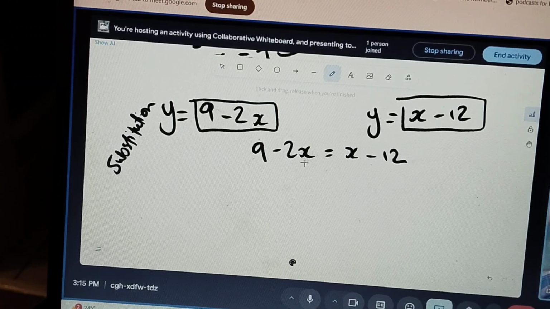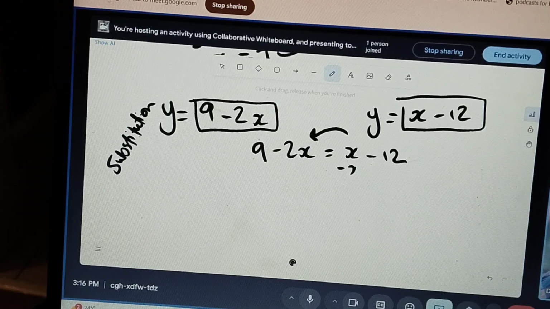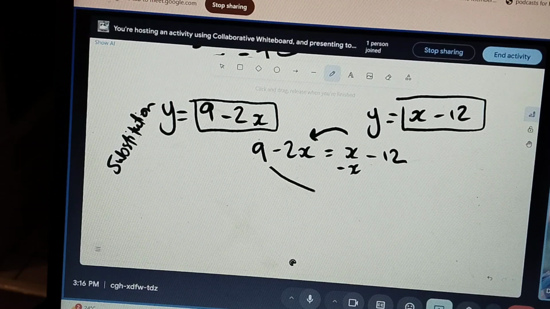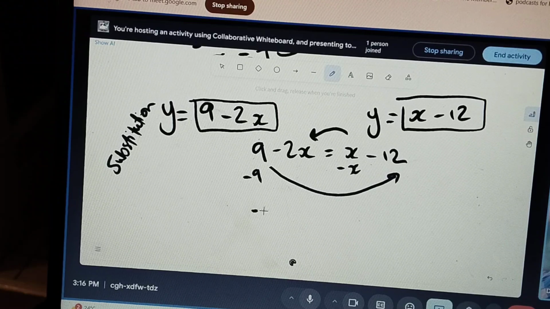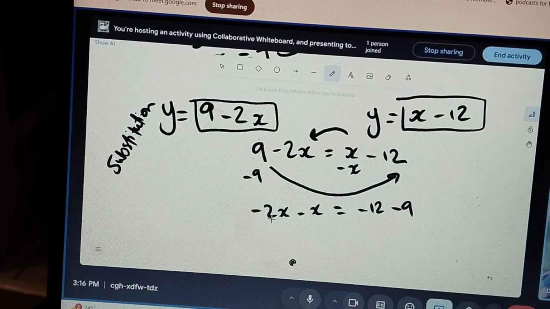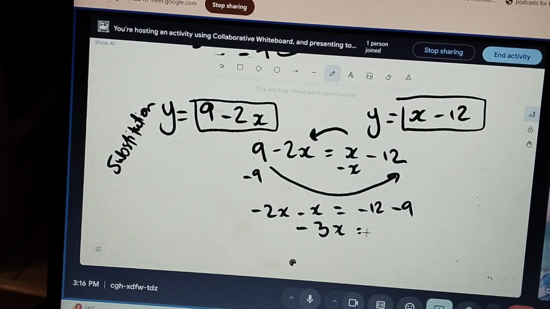Well, now I've got to get all my x's on one side, all my numbers on the other side. So I'm going to bring this x over by saying minus x on that side. And I'm going to bring this 9 over by saying minus 9 on that side. And I'll get minus 2x minus x equals minus 12 minus 9. Minus 2 minus 1 is minus 3x equals minus 21. And what would I have to multiply minus 3 by to get minus 21? 7.